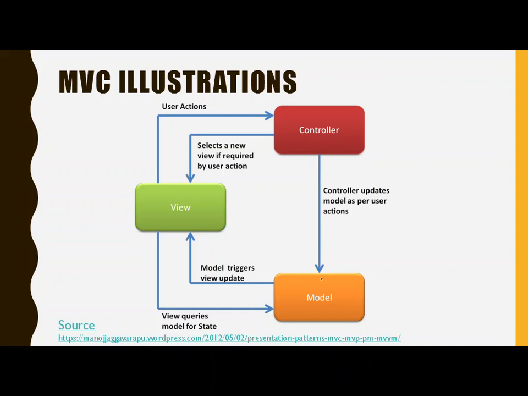Then how does the model communicate to the view? Well, in this particular one, in this illustration, the model triggers some sort of update which lets the view know that it needs to change. And the view may then, in a pull model, query the model for the state so that it can know that information and make use of it.